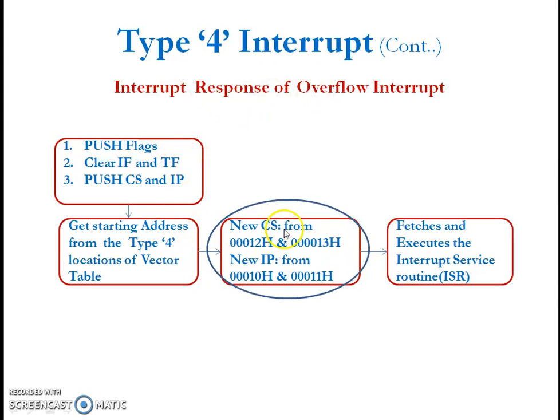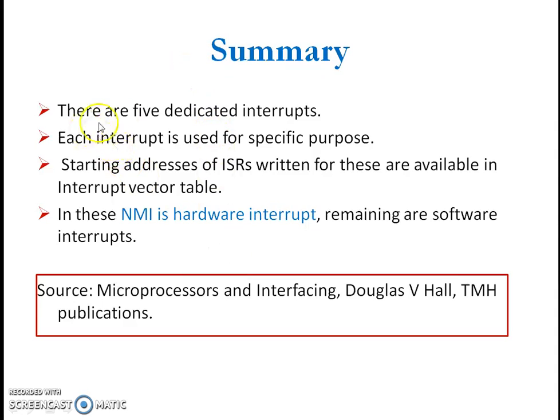This is the interrupt response of overflow interrupt. These are the addresses to get the starting address of the ISR routine written for the overflow interrupt. This is the summary. There are 5 dedicated interrupts. Each interrupt is used for a specific purpose, and the starting addresses of ISRs written for these are available in the interrupt vector table. In this, NMI is the hardware interrupt out of all 5 dedicated interrupts, and the remaining are called software interrupts. Thank you.